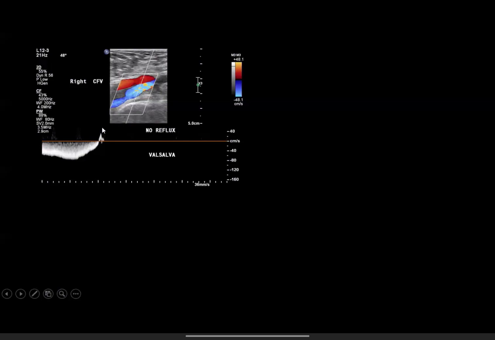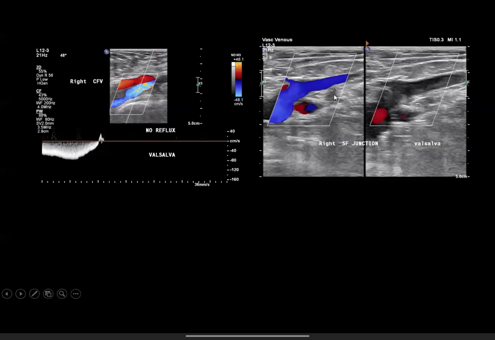There is reduction, there is trivial reflux, and there is no forward flow. This indicates competence of the vein at the site of examination and proximal to it. Similarly, we can see the competency of the saphenofemoral junction on Valsalva. There is normal antegrade flow. When we ask the patient to perform Valsalva, there is no reversal, no flow signals on color Doppler evaluation.